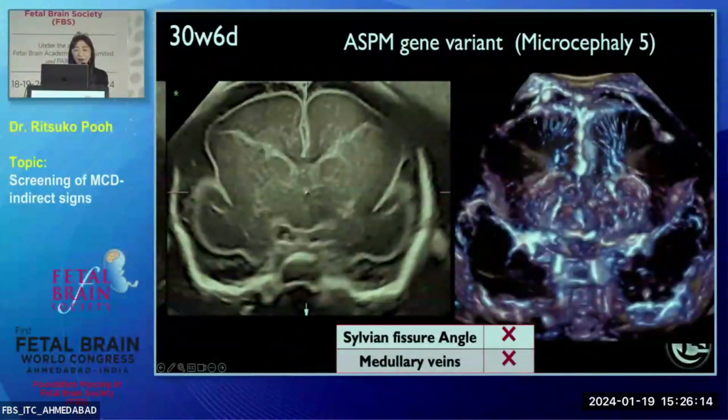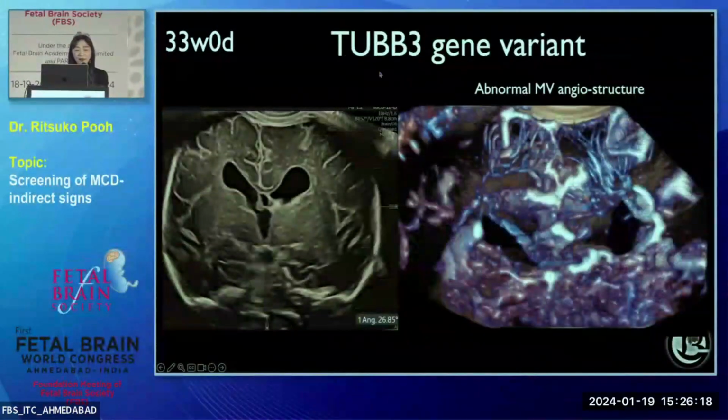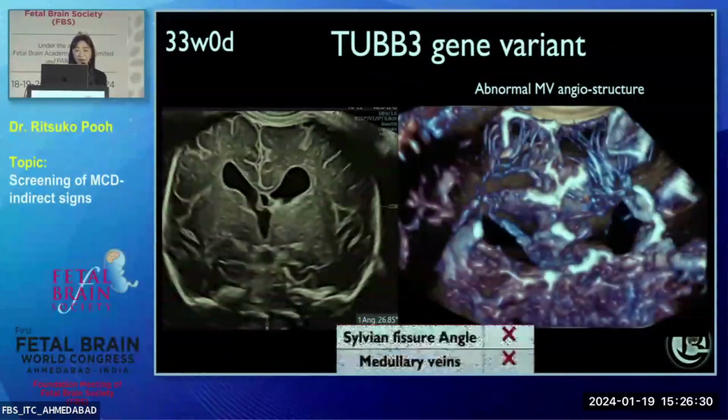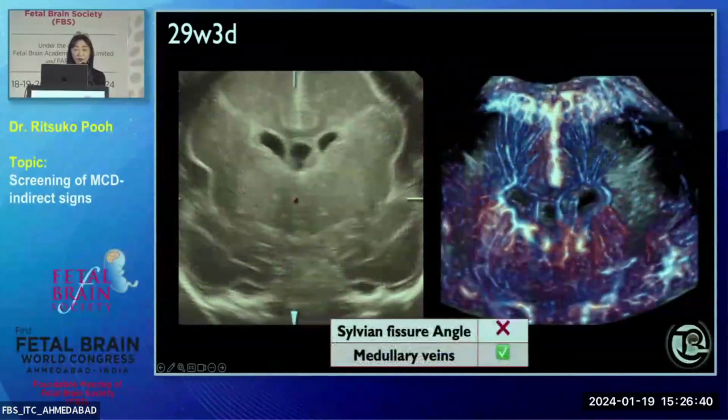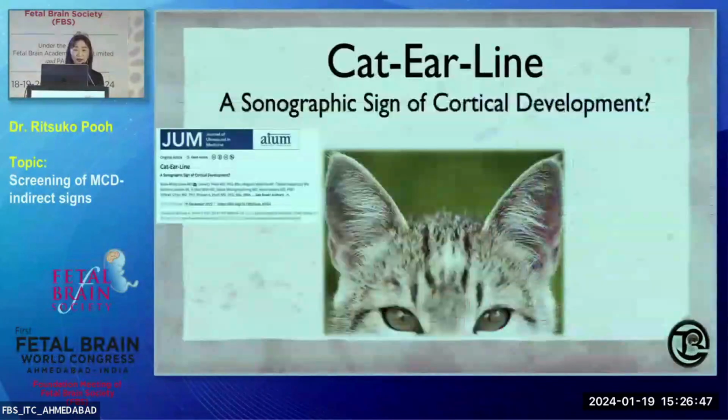And this side is abnormal. This side is normal, right? And this is a tendinopathy. And here, this is also a unilateral abnormality seen in the medullary vein angiostructure. And sometimes, if there is an MCD, we can see very normal-looking medullary veins. However, we have a significant difference between the control and the MCD cases.